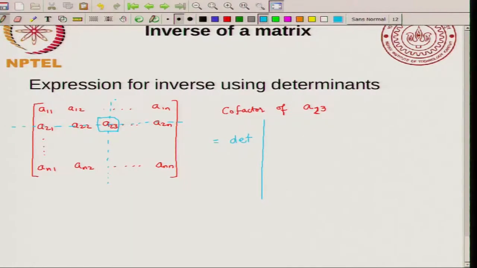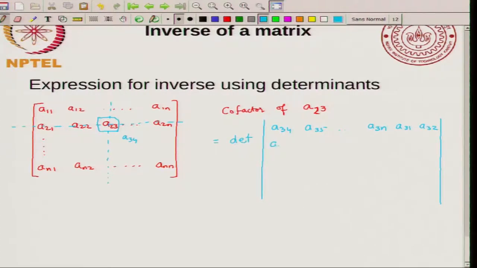If I remove this row and this column, then what I have is a matrix that starts with A34, A35, all the way up to A3n. Then you are still left with A31 and A32, so it comes all the way up to A31, A32. That's how you write the cofactor.